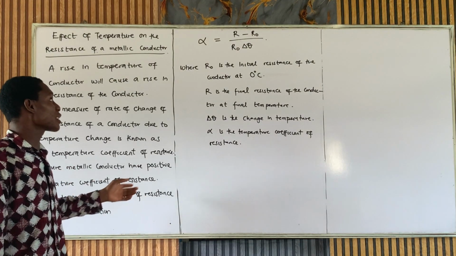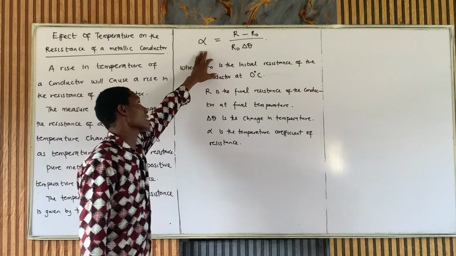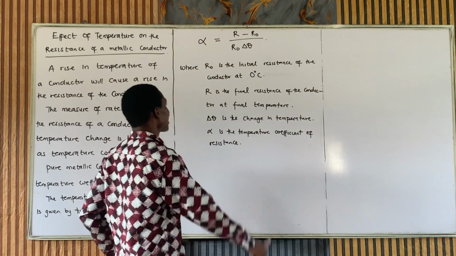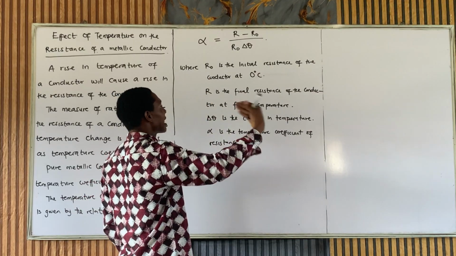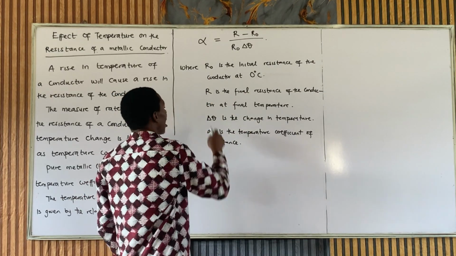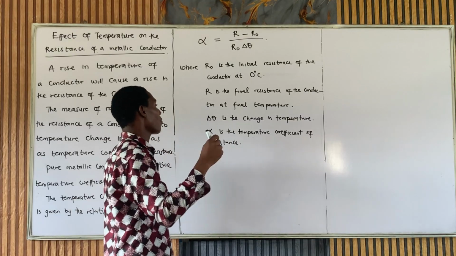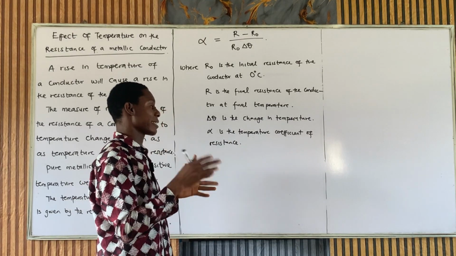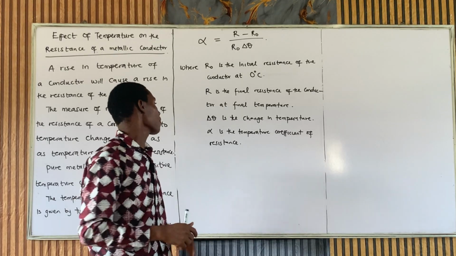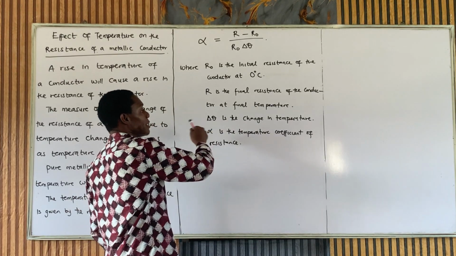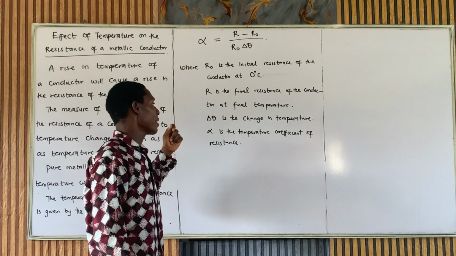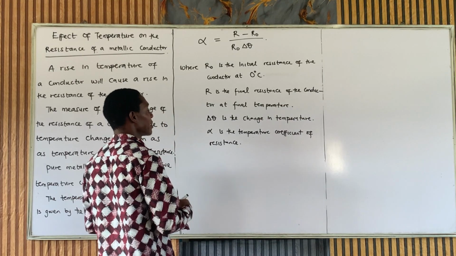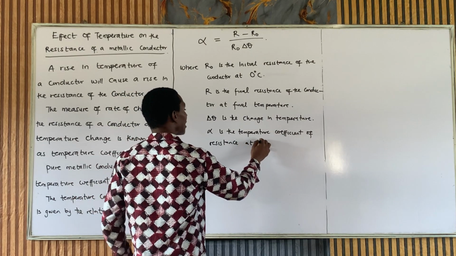Now, we have the relationship for temperature coefficient of resistance: alpha is equal to (R minus R naught) over R naught times the temperature change. What then is R naught? R naught is the initial resistance of the conductor at 0 degrees C, and R is the final resistance of the conductor at the final temperature, either increased or decreased temperature. And then change in theta means the change in temperature, and alpha is the temperature coefficient of resistance. Actually, this should be at 0 degrees C.